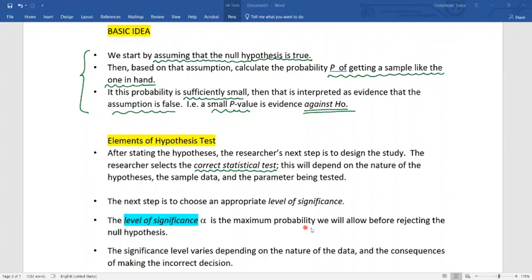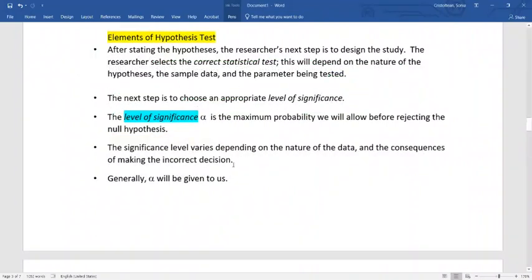It is a probability. It is the area under the curve. It is the cut-off value, okay? The significance level depends on the nature of the data and the consequences of making incorrect decisions. So even if we are doing a test, we can make errors. There is room for error. And we will be talking about the types of errors we can make while doing a hypothesis test later. But for now, we are focusing on the level of significance, which is the maximum probability we allow before rejecting the null hypothesis.